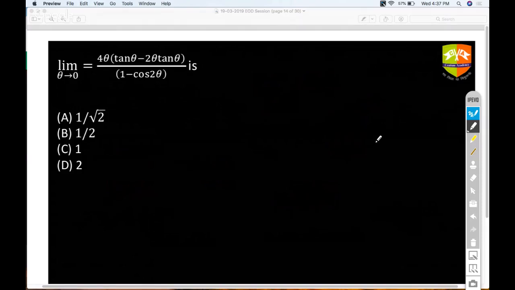All right, so we have the next question over here, a limit question. Find the limit as theta tends to 0 of 4 theta tan theta minus 2 theta tan theta by 1 minus cos 2 theta.